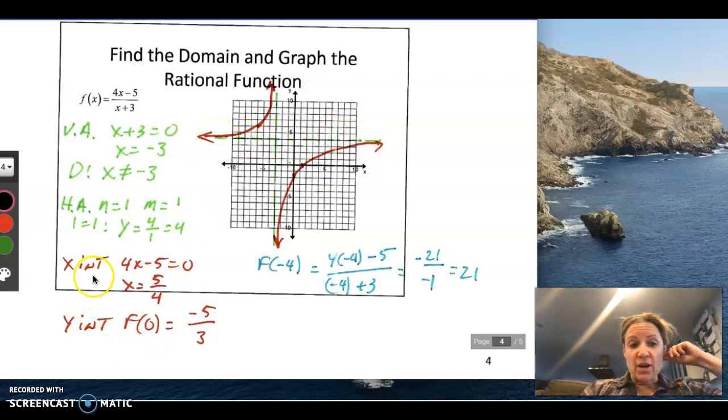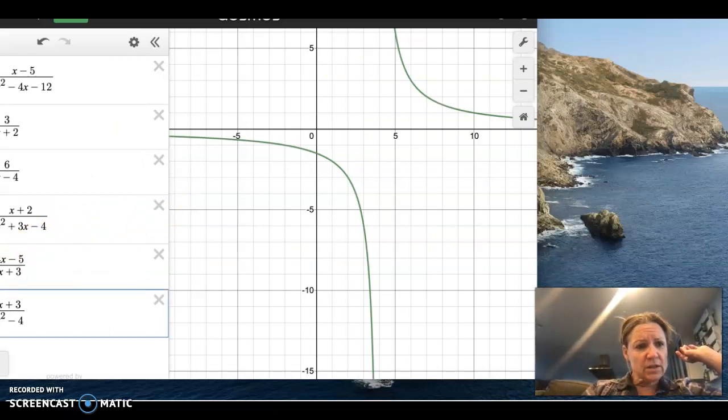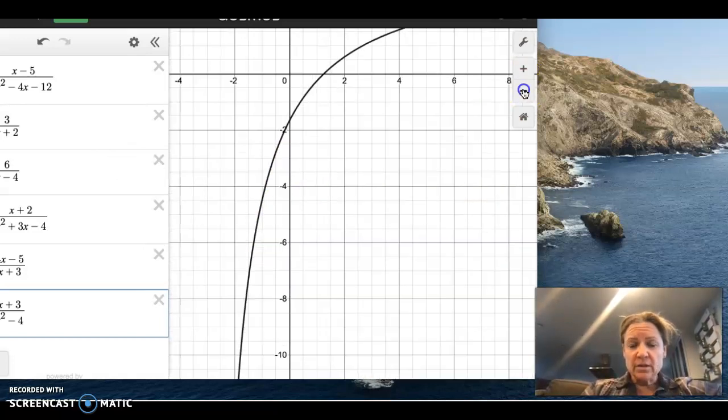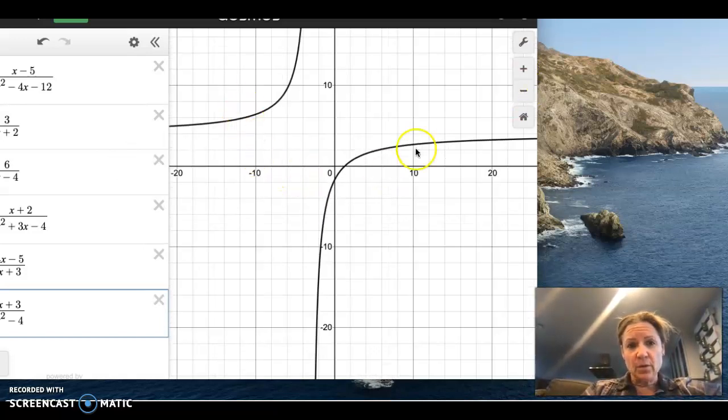Okay, to find out your x-intercept, set the numerator equal to 0 and solve. To find the y-intercept, plug in 0 everywhere you see x, and you'll get negative 5/3. That's going to give you some points. Okay, point here, point here. And then if you want to graph it, you can come over to Desmos. Which one is it? It looks like this one. It's the one here in black. Oh, and let me squeeze in. Oh, wrong way. There it is. Okay.